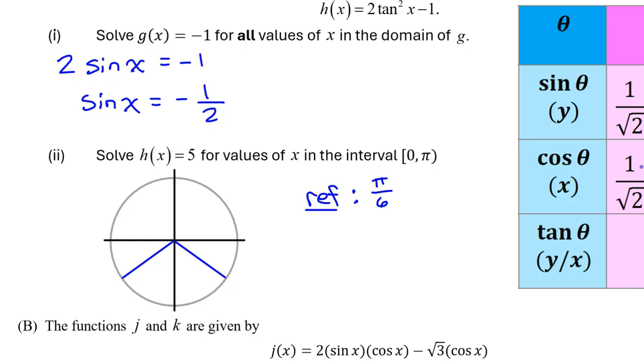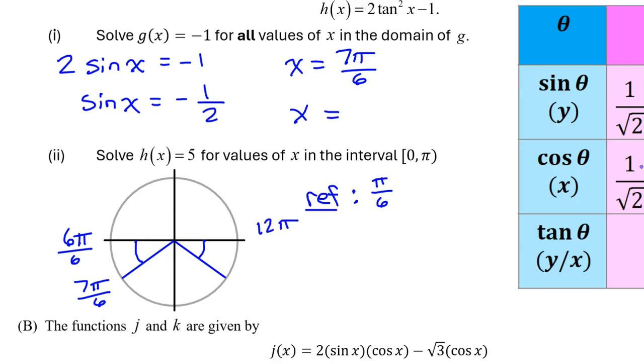The reference angle is pi over 6, so that means this angle has the size of pi over 6 radians, and so is this angle right here. We think of pi as 6 pi over 6. So this angle right here is 7 pi over 6. So that's one of the solutions. X is equal to 7 pi over 6. We can think of this as 12 pi over 6. So this angle is 11 pi over 6. And that's the other solution.